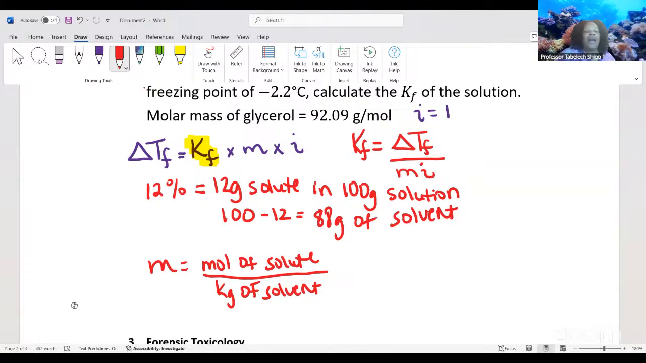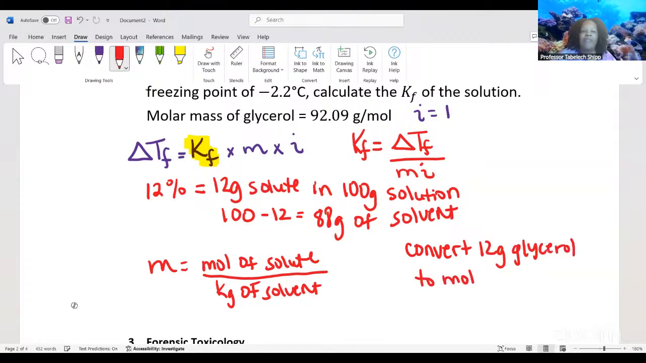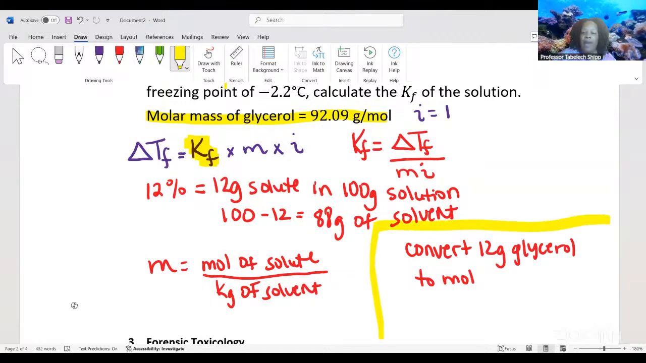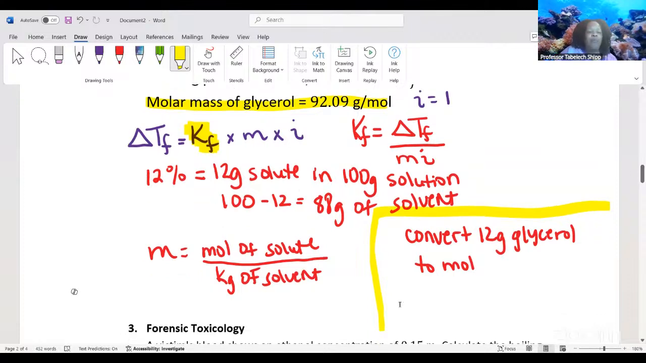Now, here's what we've got to do though. We've got to convert, okay? I'm going to put this off to the side. You need to convert the 12 grams of the glycerol to moles. And they told you the molar mass right here, which was 92.09 grams. So off to the side over here, we're going to do our math for that part. So this is like a multi-step process, okay?